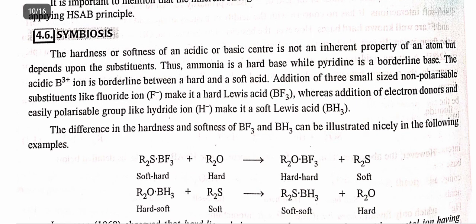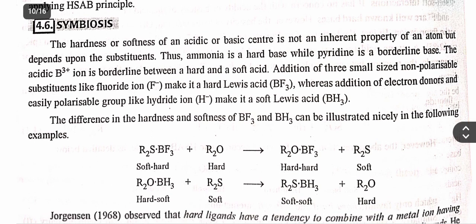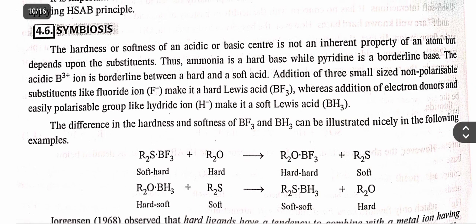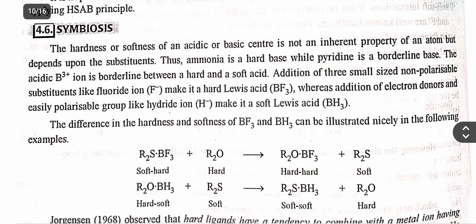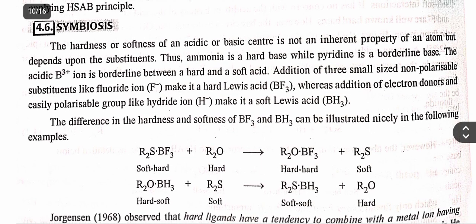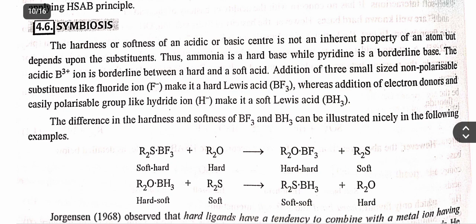Symbiosis. The hardness or softness of an acidic or basic center is not an inherent property of an atom but depends upon the substituents. Thus, ammonia is a hard base while pyridine is a borderline base. The acidic B3+ ion is borderline between a hard and a soft acid. Addition of three small-sized non-polarizable substituents like fluoride ion makes it a hard Lewis acid, whereas addition of electron donors and easily polarizable groups like hydride ion makes it a soft Lewis acid. The difference in the hardness and softness of BF3 and BH3 can be illustrated nicely in the following examples.